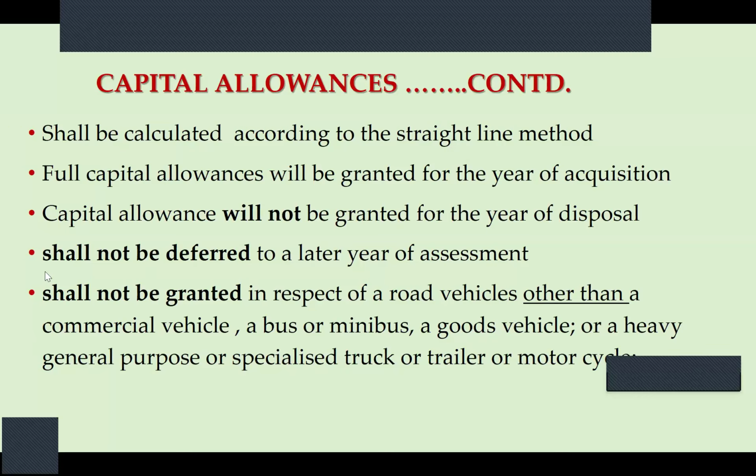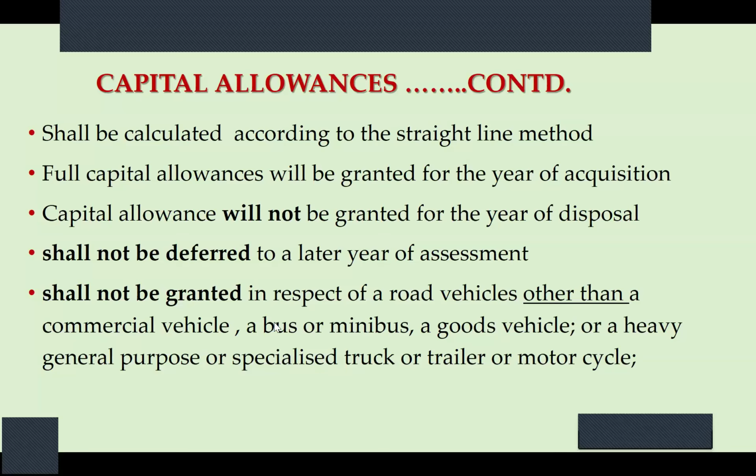Then the next one is, shall not be granted in respect of a road vehicle. Yes, all are road vehicles. So, shall not be granted in respect of a road vehicle other than a commercial vehicle. So, if it is a commercial vehicle, capital allowances can be deducted. If it is a bus or minibus, can be deducted. Goods vehicle can be deducted. Heavy general purpose or specialized truck or trailer or motorcycle, then capital allowances can be deducted. But if it is a road vehicle, then capital allowances cannot be deducted.